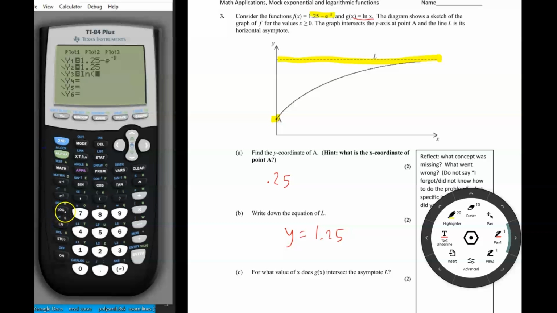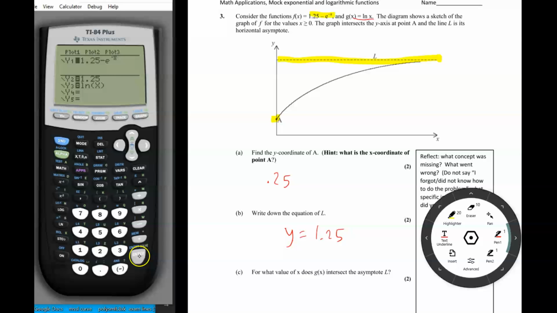Remember, natural log is log base e, which is 2.71. Okay, so in natural log we're going to put in x because it's natural log of x here, right? And then we're going to put a closed parentheses. To make things a little bit easier to deal with, when we do intersections, it's better not to have three functions on the screen at the same time.